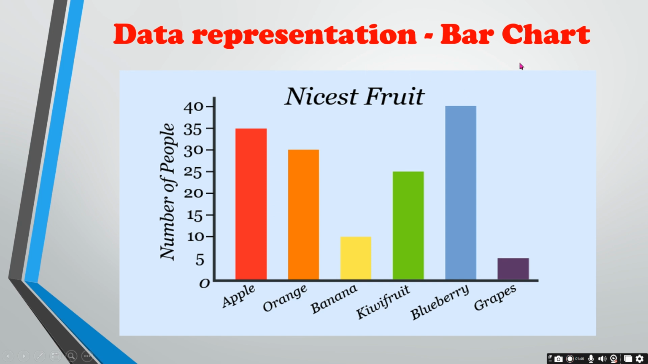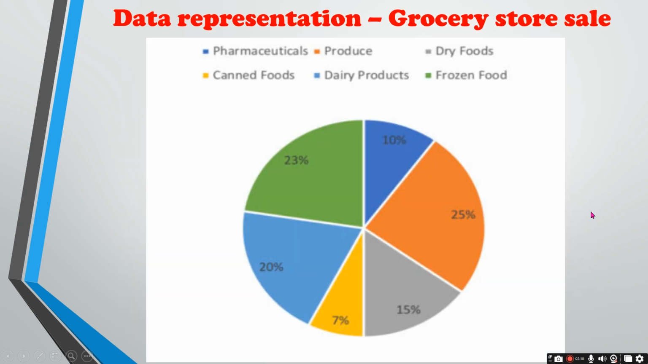Next, I'm showing a bar chart. Here on the x-axis you have the fruit names, and on the y-axis you have the number of people who like the fruit. By seeing it visually, we understand that many people like the fruit blueberry. Blueberry is liked by many people.